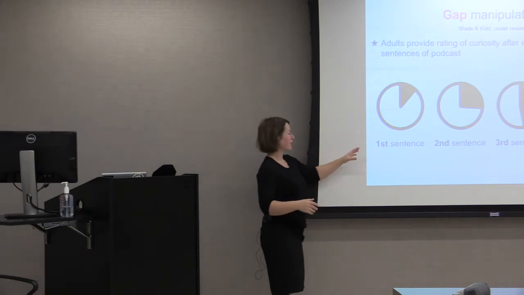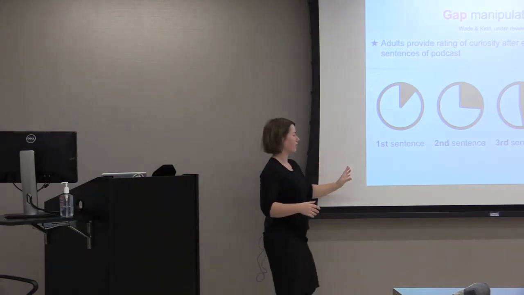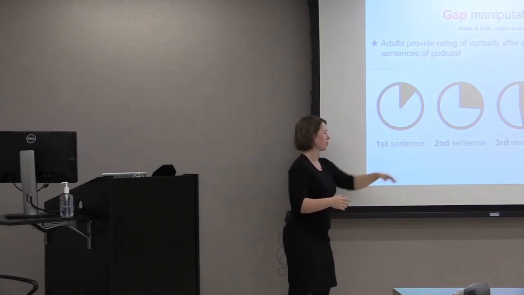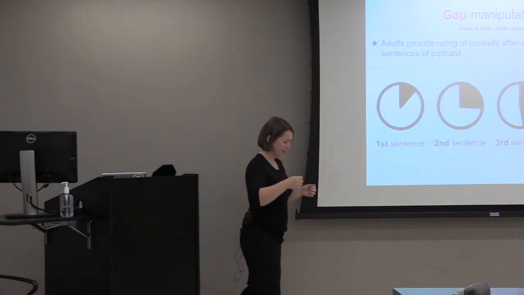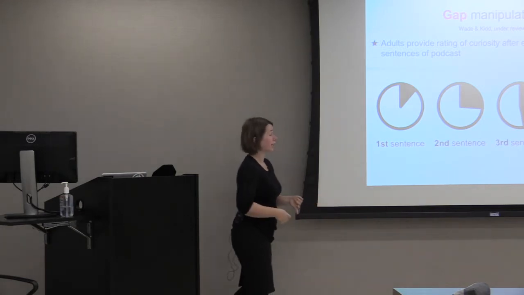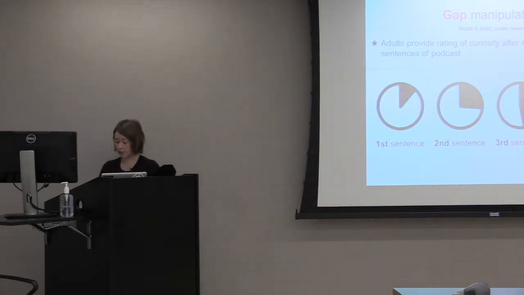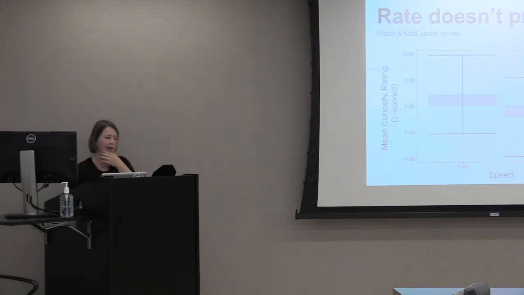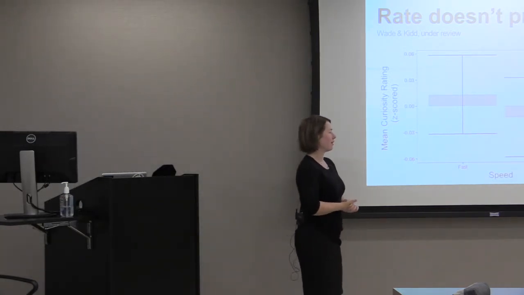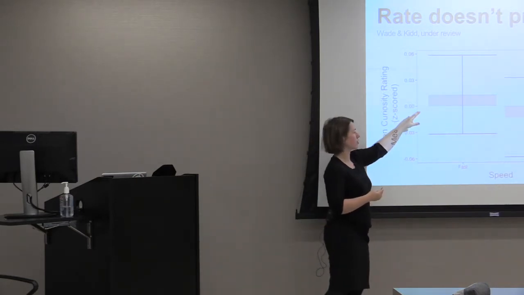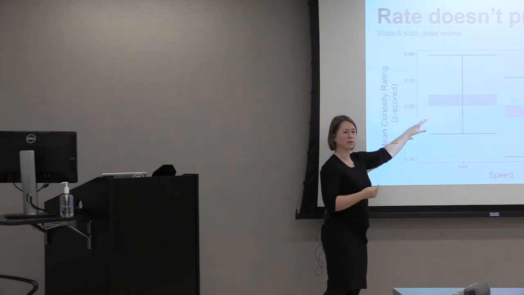They were asked to rate their curiosity for the story after the first sentence or the second sentence or the third sentence or the fourth sentence. And then she looked to see what best predicted people's curiosity and what best predicted whether or not they wanted to continue. And to our surprise, we were really expecting rate to make a difference here because this is what most of the people who talked about these things theoretically seem to suggest was true. People were more curious in the fast condition versus the slow condition, but the effect was marginal.